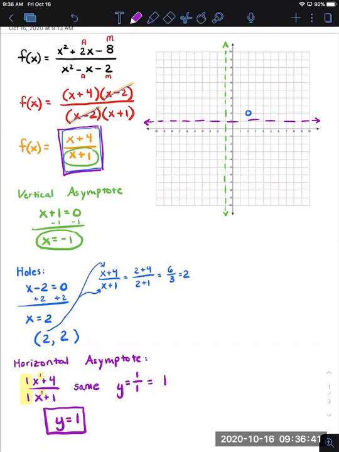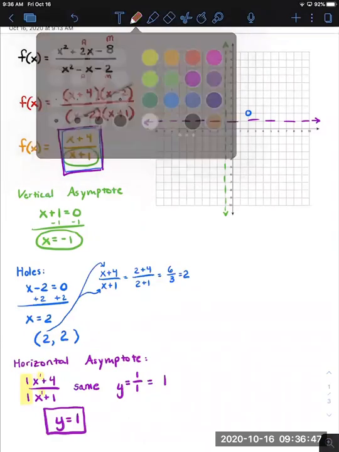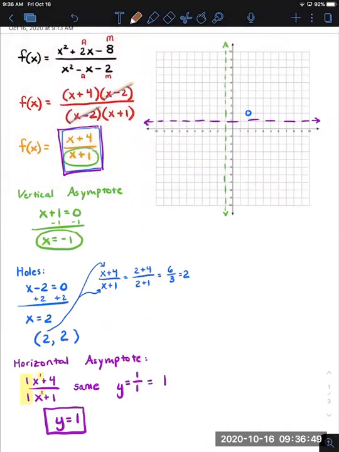Step number 6 says to find the oblique or slant asymptote. But those only exist if there is no horizontal asymptote. So I'm going to write it in here just so you can see. To find the oblique asymptote, we are going to say there is none because it had a horizontal asymptote. If the horizontal asymptote was none, then we would need to do that division.